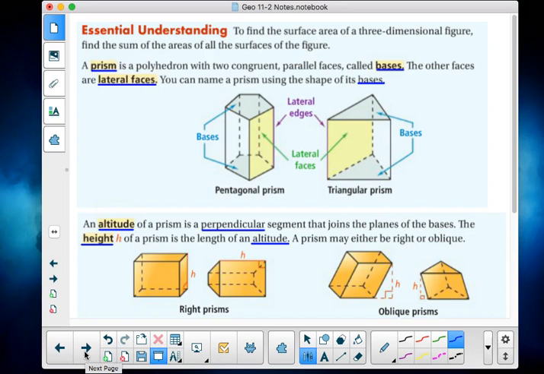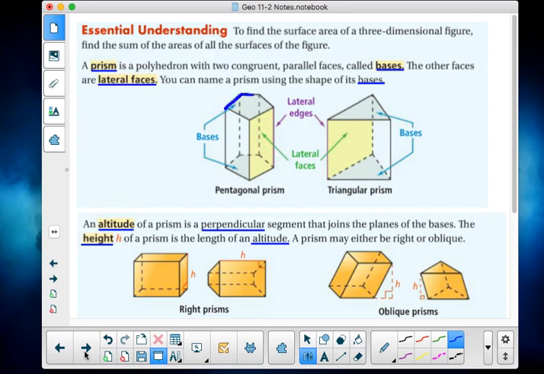Now, essential understanding. To find the surface area of a three-dimensional figure, okay, now these are 3D figures, these polyhedrons, find the sum of the areas of all the surfaces of the figure. Now, a prism is a polyhedron with two congruent parallel faces. This is a big deal.